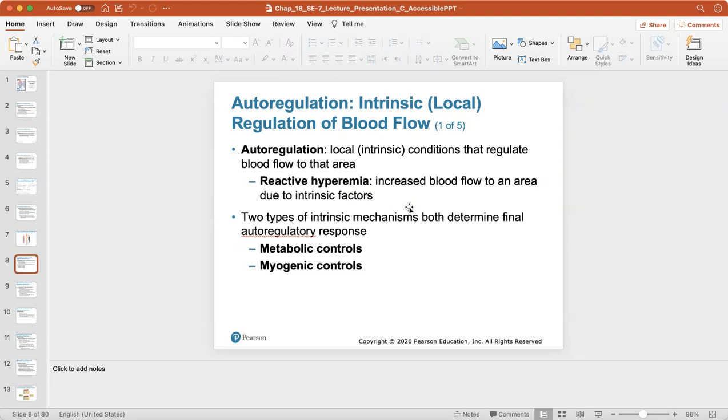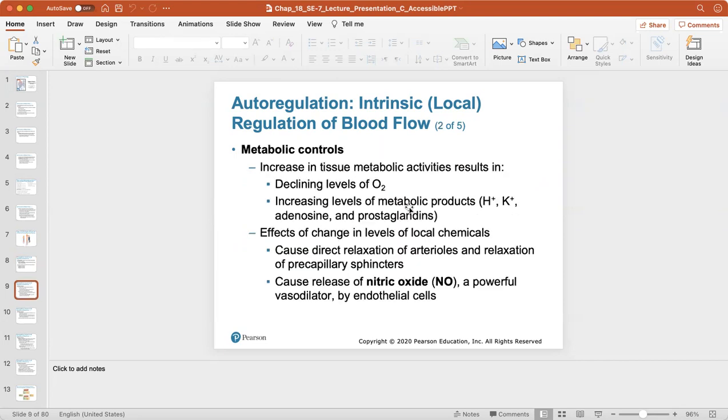And there are two types of intrinsic mechanisms, and they both determine the final autoregulatory response, whether metabolic or myogenic control. In metabolic control, an increase in tissue metabolic activities will result in declining levels of oxygen and increasing levels of metabolic products. And the effects of change in levels of local chemicals can cause direct relaxation of arterioles and relaxation of precapillary sphincters.